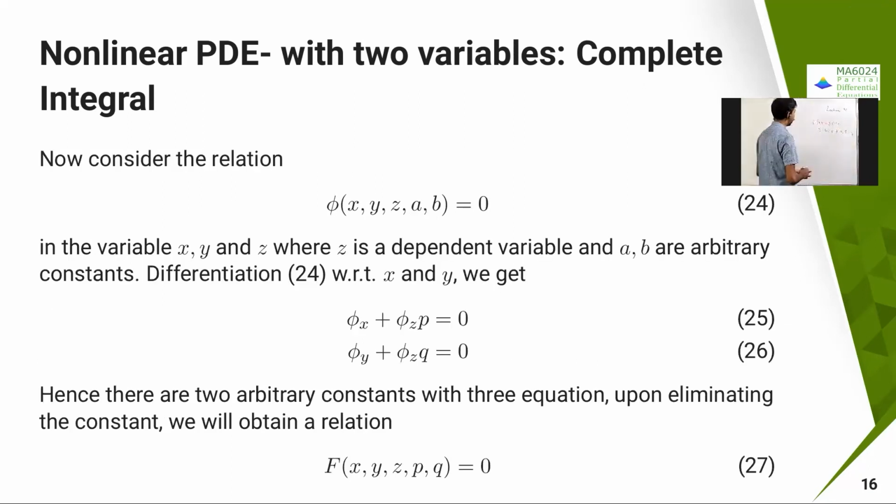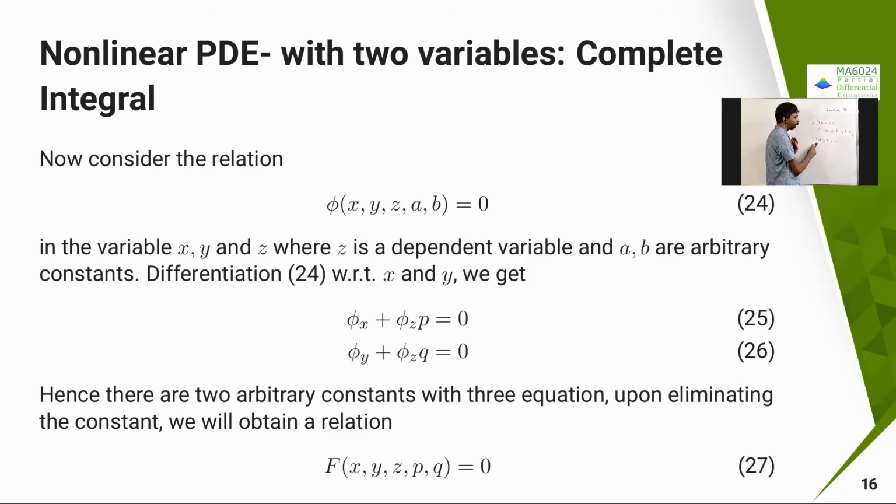Suppose we consider a relation. Once we solve this problem, we are going to get some relation phi of x comma y comma z comma a comma b. The a comma b come in as parameters, or constants. So suppose you got this relation phi of x comma y comma z comma a comma b after solving this problem. Here x, y are independent and z is the dependent variable, and a comma b are arbitrary constants.